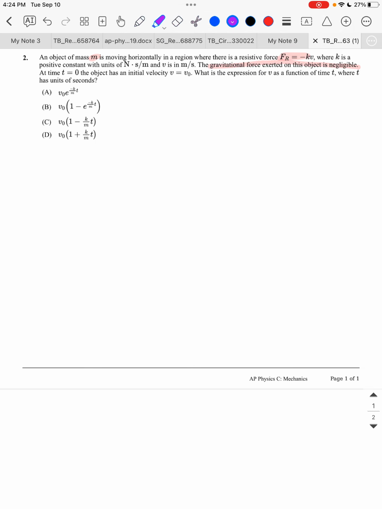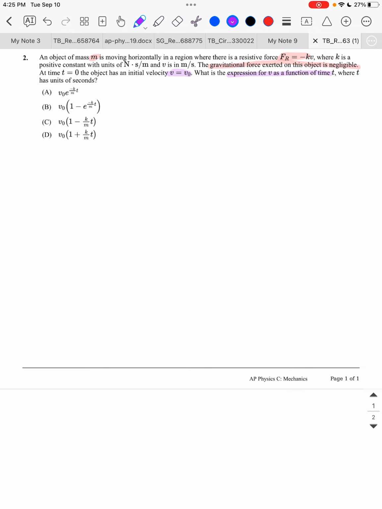The second thing we want to point out is that the initial velocity is not zero, it's actually v naught. So how would we express our function of v? An expression for v as a function of time for this scenario.